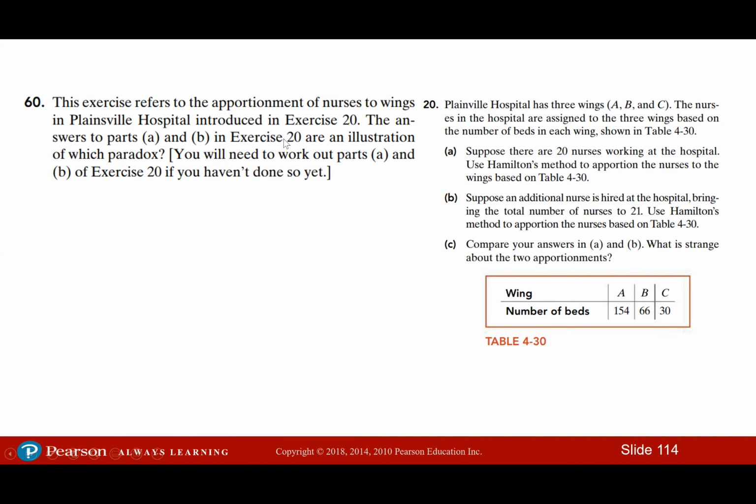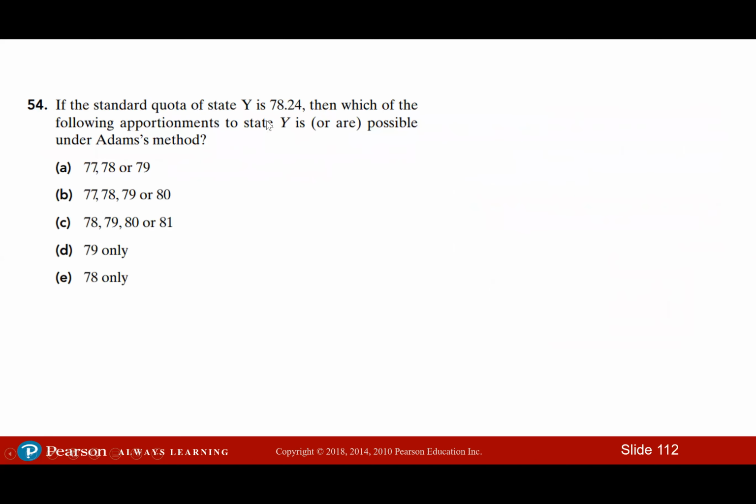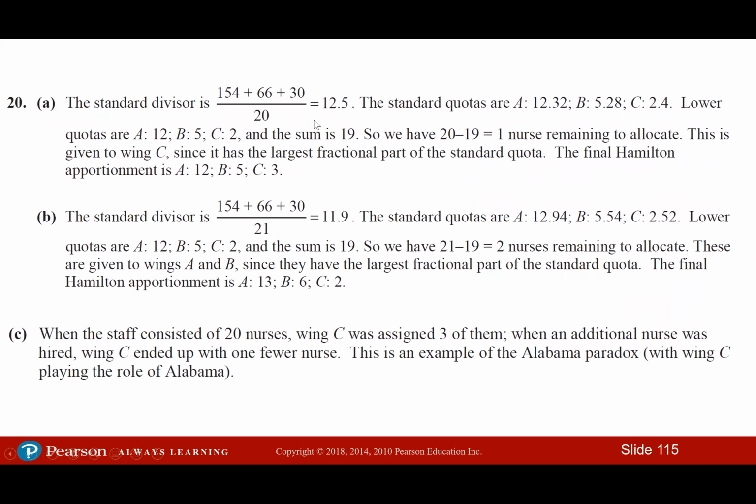I think we're doing 60, but we have to reference back to 20. So this is 20 from earlier. The exercise refers to the apportionment of nurses to wings in Plainsville Hospital, introduced in exercise 20. The answers to parts A and B in exercise 20 are illustrations of which paradox? We need to look at the parts. If you do not have exercise 20, here it is. The number of beds is 145 for A, 66 for B, and 30 for C. Standard divisor: add them up, divide by 20. That gives us your standard divisor.